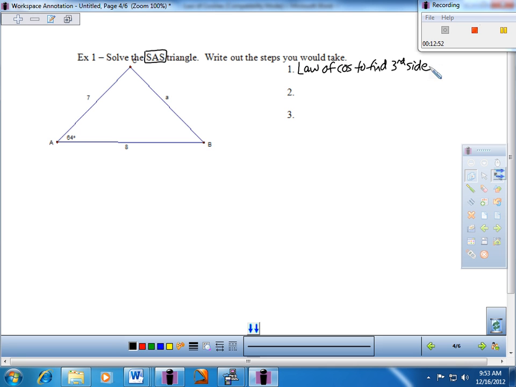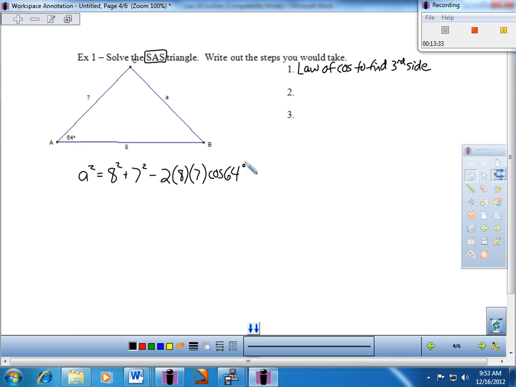And let's do exactly that. The good news is, if I'm trying to find little a, which is exactly what I need, then this is what goes on the side by itself, because the angle across from it is the correspondence. So what I mean by that, everyone, is it's a squared equals 8 squared plus 7 squared, minus 2 times 8 times 7 times the cosine of the angle across from little a, which is 64 degrees.